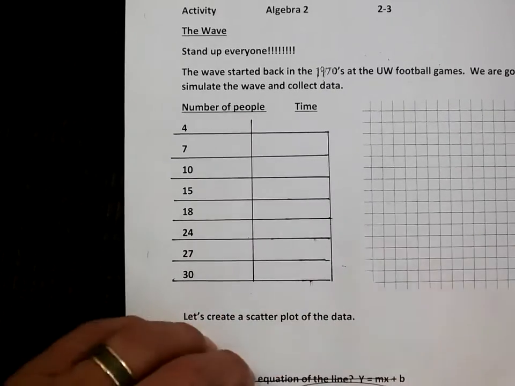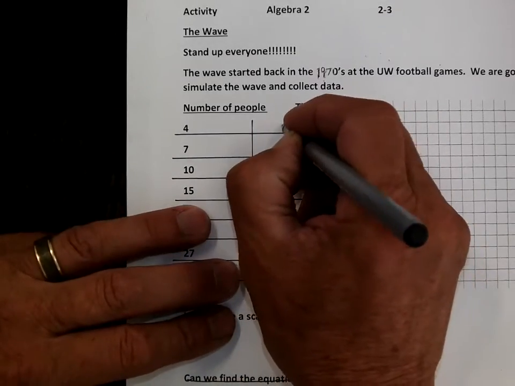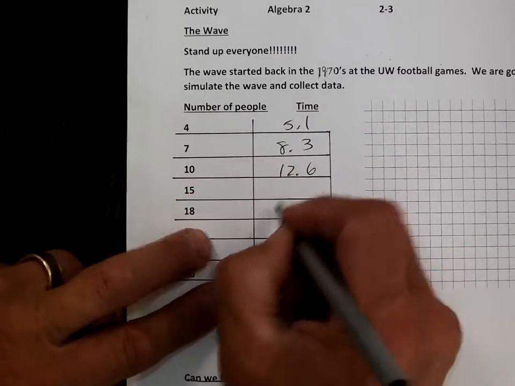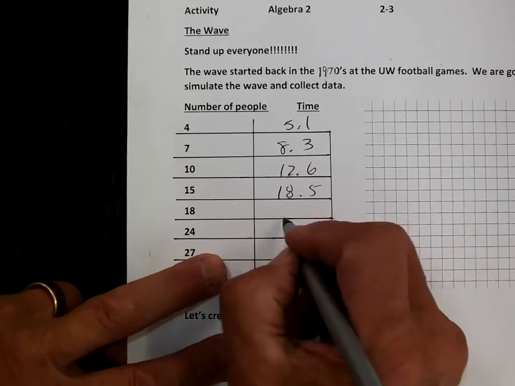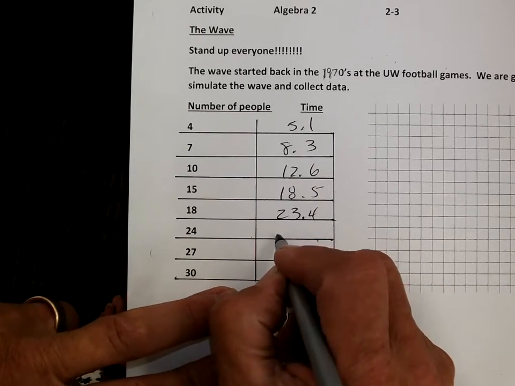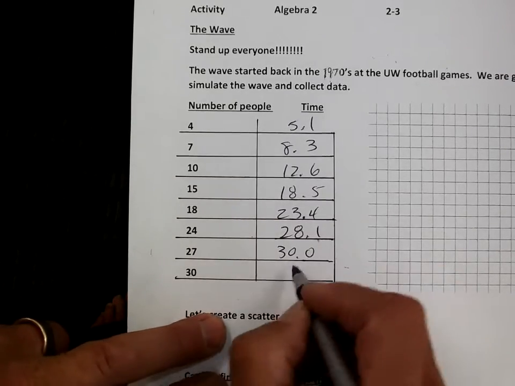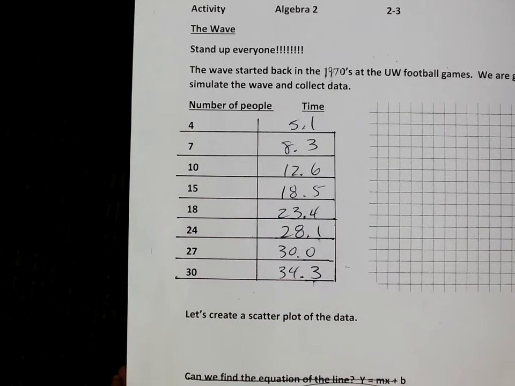So number of people, time. I'm just going to make up numbers. Let's say I got 5.1 seconds, 8.3, 12.6, 18.5 because these kids are nice and slow, 23.4 seconds, 28.1, 30.0, and 34.3. So hypothetically, if we were here, one at a time, 4 kids would stand up, I would time it, and if we were in class, I would do that.